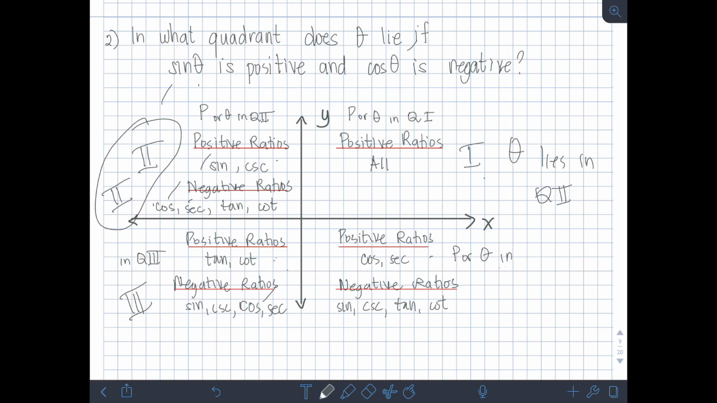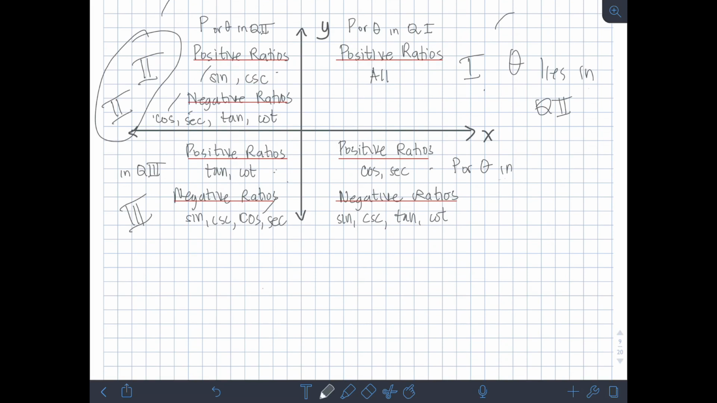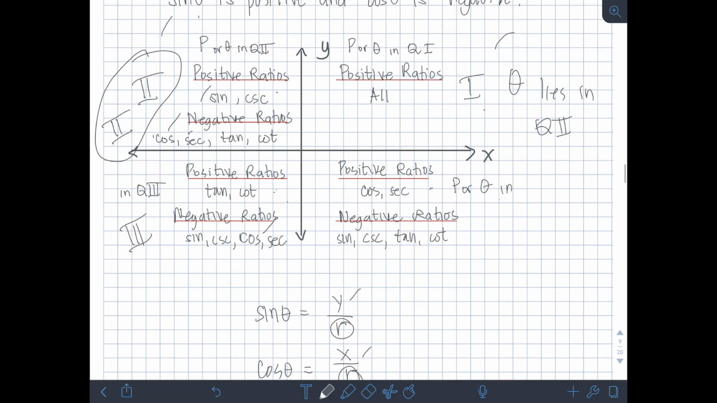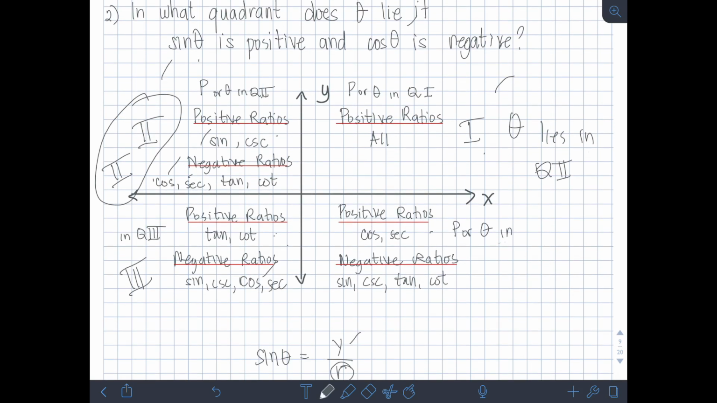Or kung hindi nyo kabisado itong reference table natin, pwede nyo gamitin yung concept natin na, diba yung sine theta is equal siya sa y over r, tapos yung cosine theta is equal siya sa x over r. So, since yung r natin ay always positive, titingin lang kayo sa magiging sign ng y tsaka x. So, since si sin theta is positive, saan ba magiging positive si y? Diba, quadrant 1 din, tsaka quadrant 2.